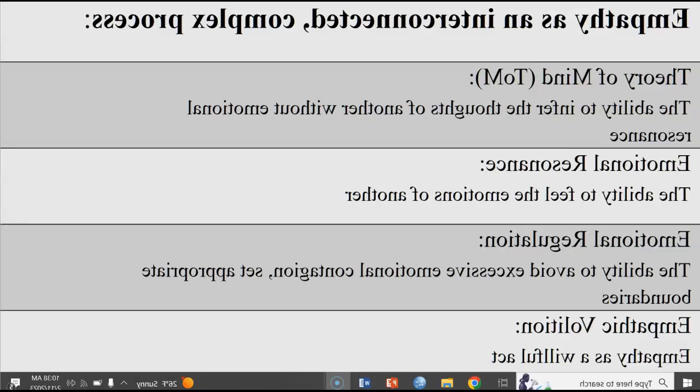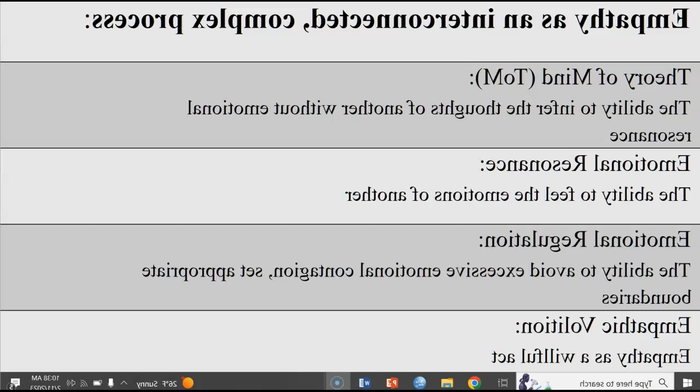Okay, so this idea of what is empathy. If you ask 10 different people, you probably get 10 different responses in terms of what they think empathy is. We're going to look at it very broadly, holistically, as 4 components. Theory of mind, which is cognitive empathy or mentalizing, trying to make an educated guess about what you think somebody else is thinking.